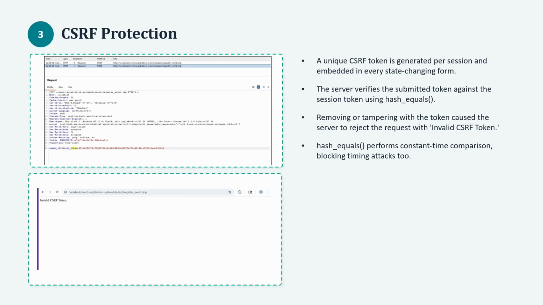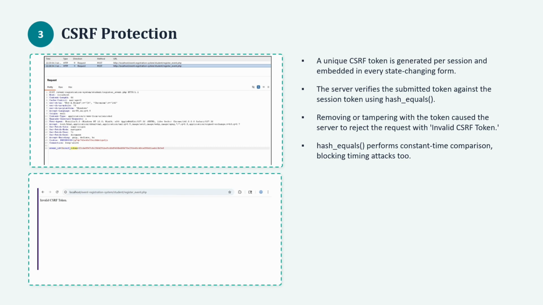Request forgery protection. Every form that changes data, like login or event registration, includes a unique token generated per session. The server checks this token using a secure, constant-time comparison before processing the request. When we intercept a request in Burp and strip out the token, the server immediately rejects it with invalid CSRF token. This confirms a forged request from outside cannot go through.